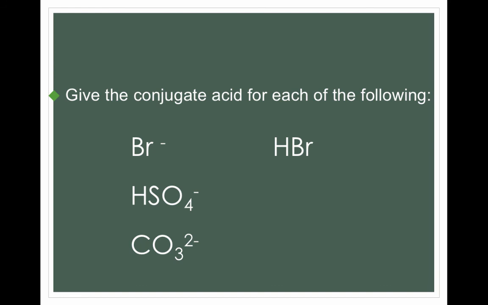HSO4 minus 1, if you gain a hydrogen, you're going to lose that charge and end up with H2SO4, which is sulfuric acid. And then the carbonate ion, CO3 2 minus, is going to accept one hydrogen, drop down the charge from a minus 2 to a minus 1 because you accepted that extra hydrogen. And that's really all there is to it.